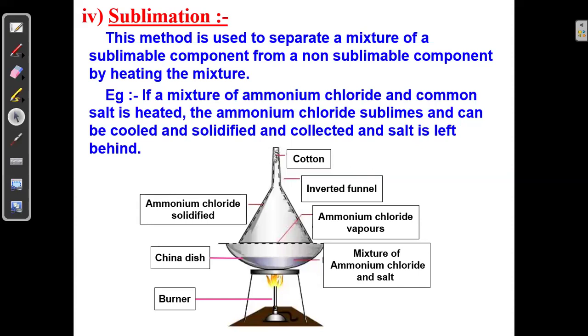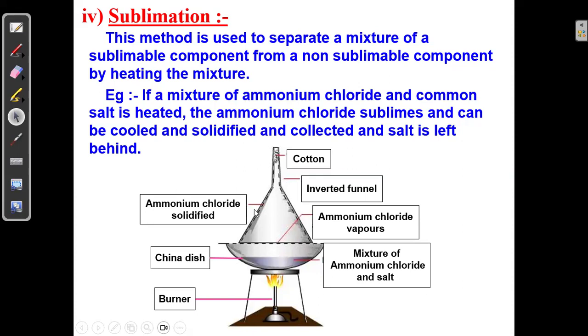A mixture of ammonium chloride and common salt was taken in a beaker, and an inverted funnel was kept over it. So this is an inverted funnel which has been kept over this beaker or china dish. This inverted funnel completely closes and does not allow any of the ammonium chloride vapors to escape. At the top, we have put a cotton plug so that the vapors of ammonium chloride do not escape. When it's heated, ammonium chloride sublimes directly into the gaseous state. It doesn't enter the liquid state.